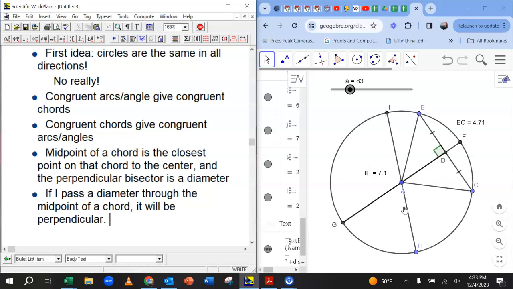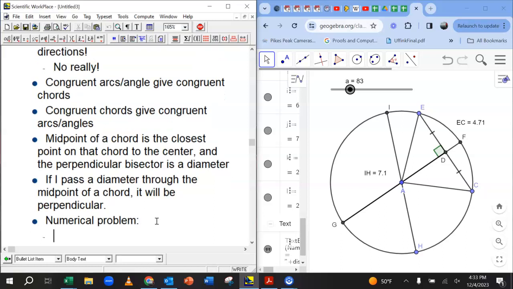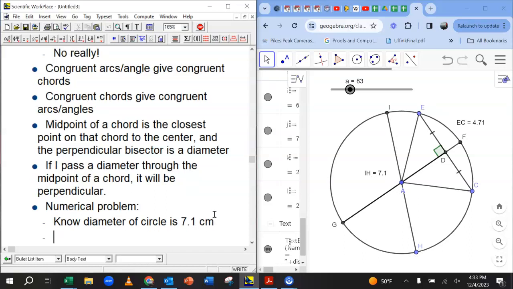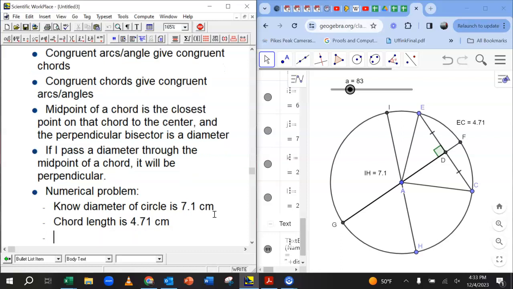Now, I've included one more thing. So now we're going to make a little numerical problem. So suppose I know the diameter of the circle is 7.1. So that's illustrated. It happens to be IH here. That happens to be a diameter. Let's say it's 7.1. Let's say centimeters. Let's put some units in. And I know the chord length is 4.71 centimeters.